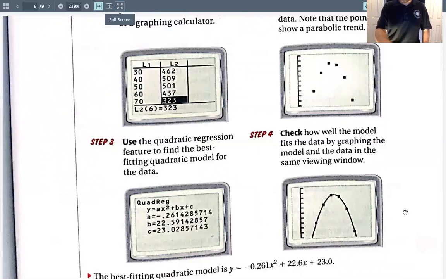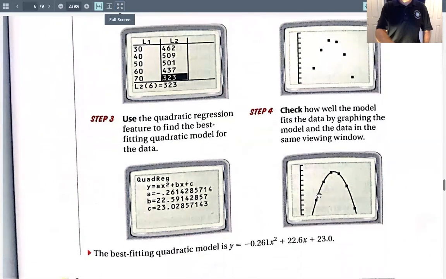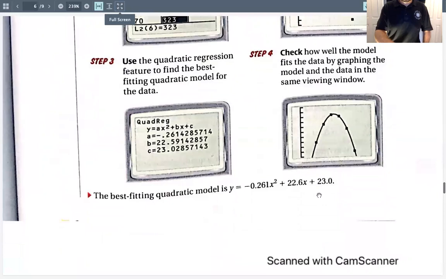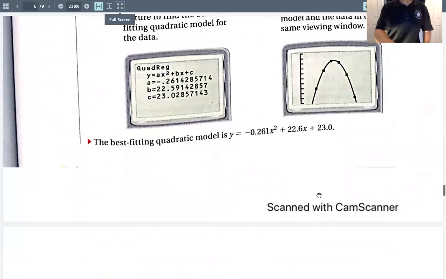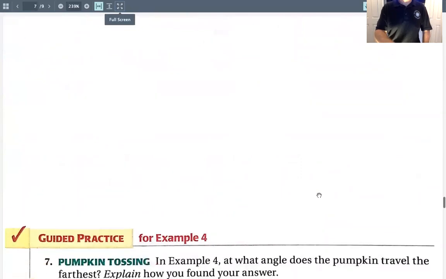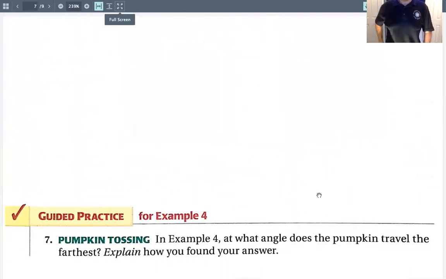All right, and then it says check how well the model fits the data by graphing the model and the data that you had in the beginning in the same viewing window. And then look, that model fits those points. All right? Now look at the follow-up question, where it gets useful. At what angle does the pumpkin travel the farthest?